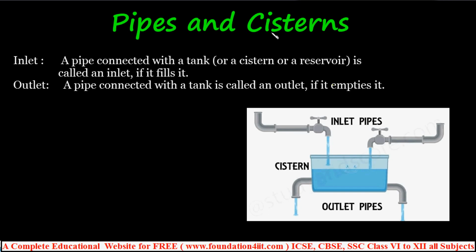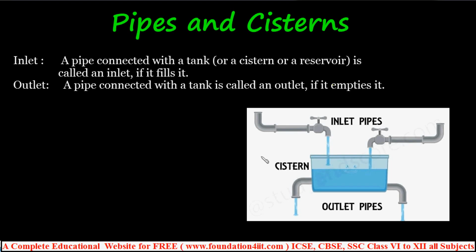From quantitative aptitude, let us see another chapter, pipes and cisterns. In this topic, let us see the simple things. Actually, this is one of the easiest topics, if you know some basic concepts. These are the two definitions: inlet and outlet.